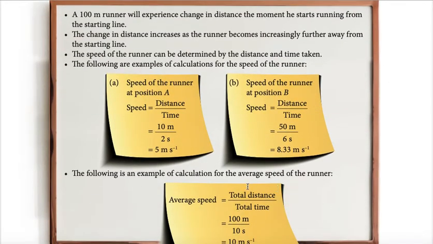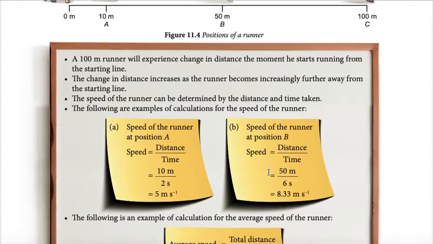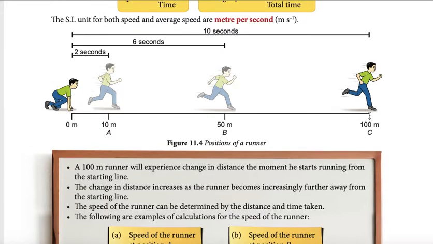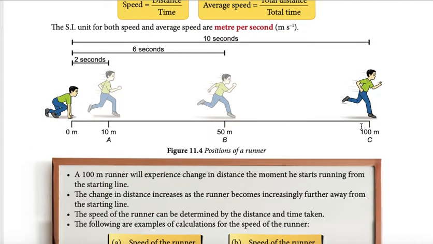Here are example of calculation for the average speed of the runner. Is because the average speed need to involve the total distance and the total time. Therefore, we need to get the total travel distance. So in this diagram, the total distance is 100 meter. Okay, so jarak keseluruhan ialah 100 meter.